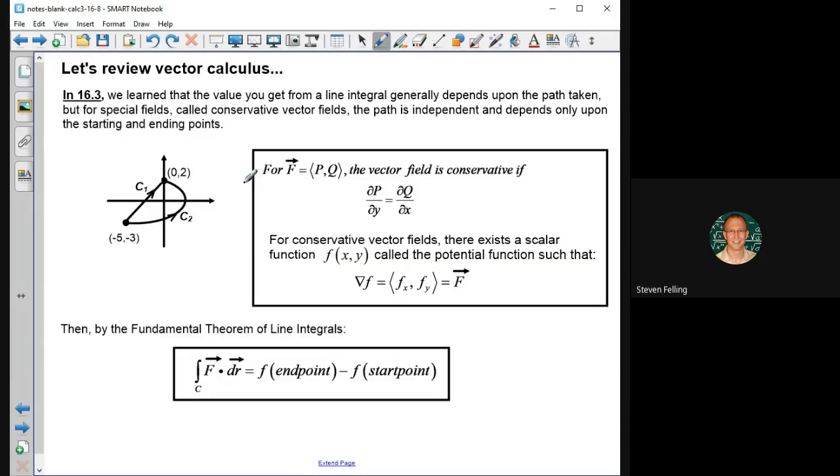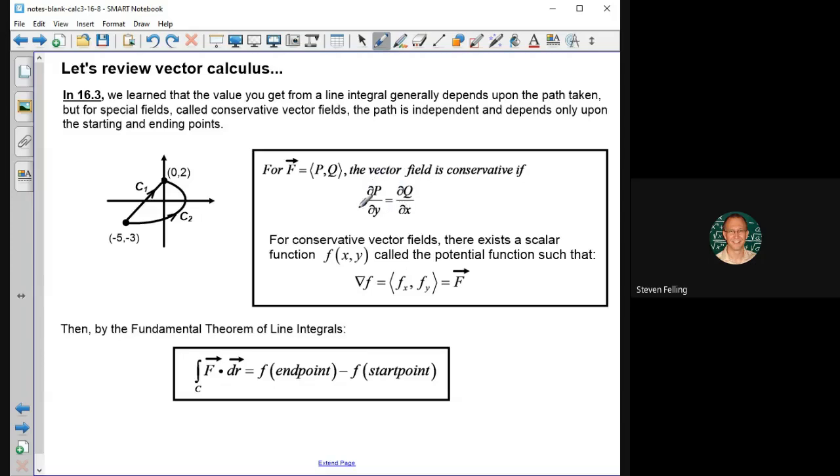In 16.3, we learned that the value that you get from a line integral usually depends upon the path you take through the field. Like if you go from a starting point to an end point along one path, you're going to get a different contribution sum from the field than if you go along another path. But there are certain fields that are special. They're called conservative vector fields. And the test for that for a 2D vector field is if dP/dy is equal to dQ/dx, right?